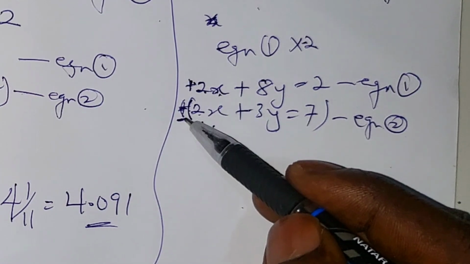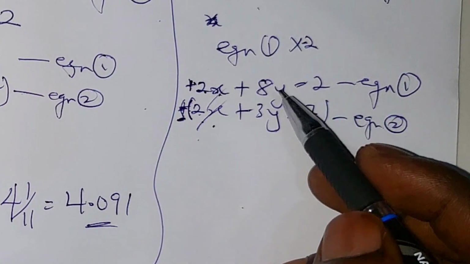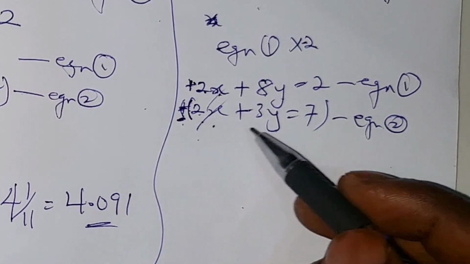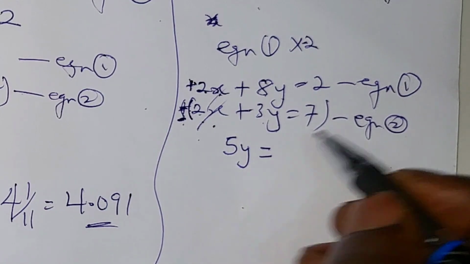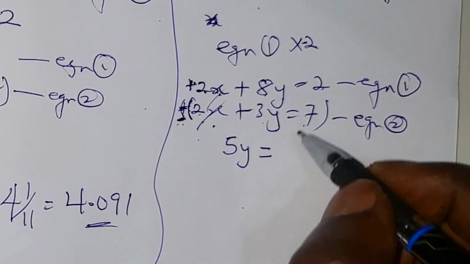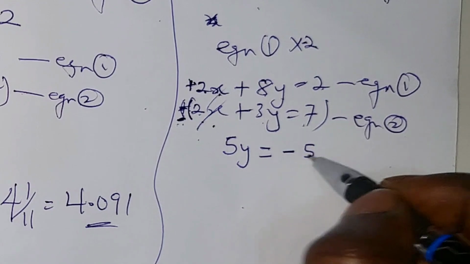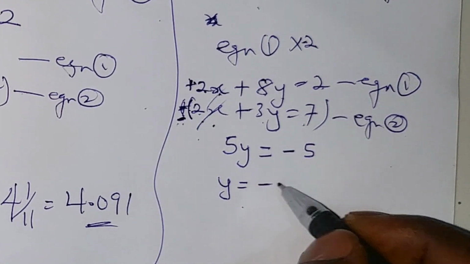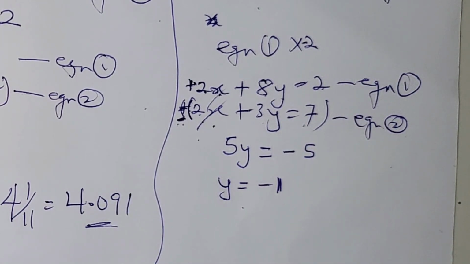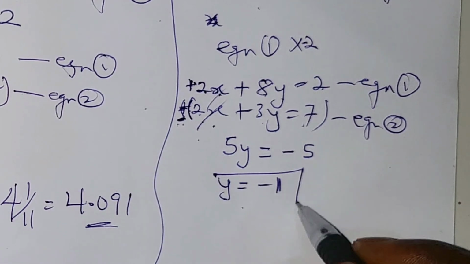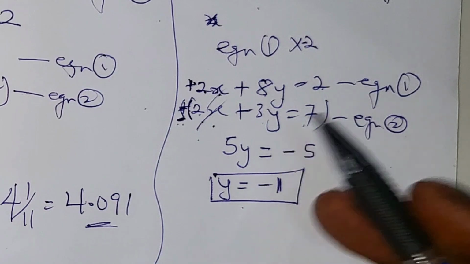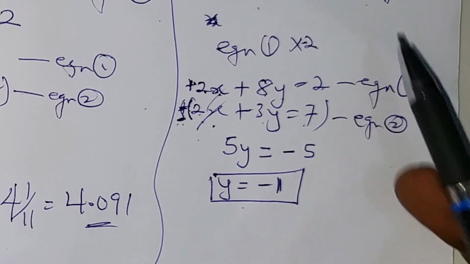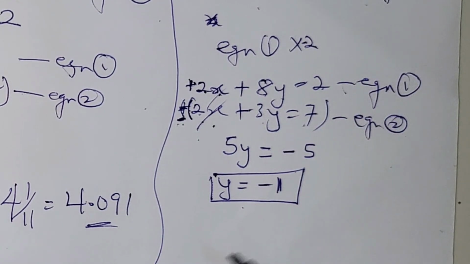So we have 2x minus 2x, we get 0. Then 8y minus 3y gives you 5y. And then 2 minus 7 gives us -5. So our y becomes -1. Now we know our y. Let's substitute y equal to -1 into any of the equations. Let's take our original equation 1, or maybe equation 2. Any of them will work. I'm using equation 1 because that one looks simpler.